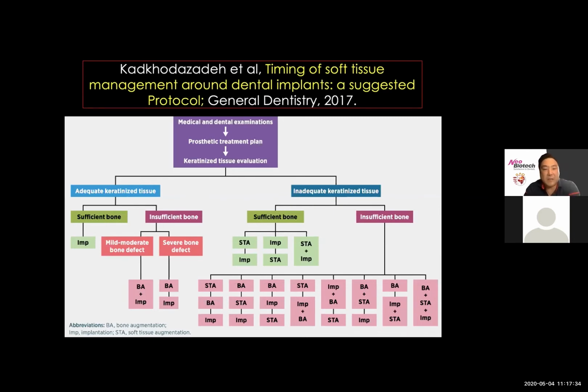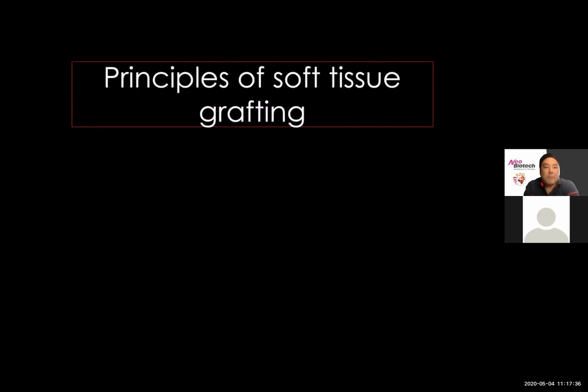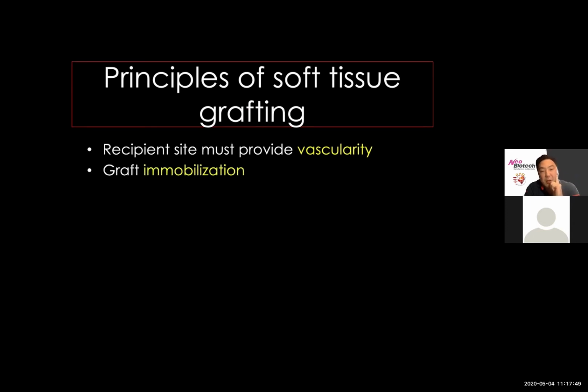So when we look at principles of soft tissue grafting, we have to understand basic surgical principles, meaning the recipient site must have vascularity, right? So that means we have to have a good blood supply. That's what we want to see for our surgical cases, good vascularity. Graft immobilization, and whether we're doing soft tissue or hard tissue grafting, we want to make sure we have graft immobilization. Everything's got to be stable. We can't have any movement with whatever areas we're grafting. You want to have good hemostasis.